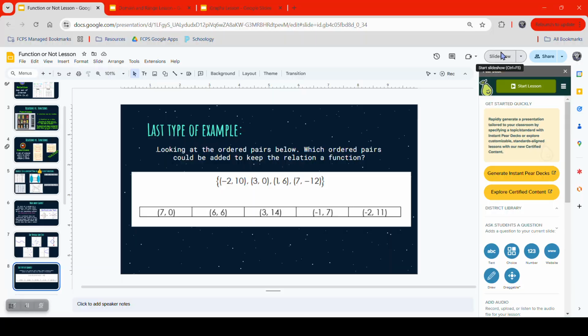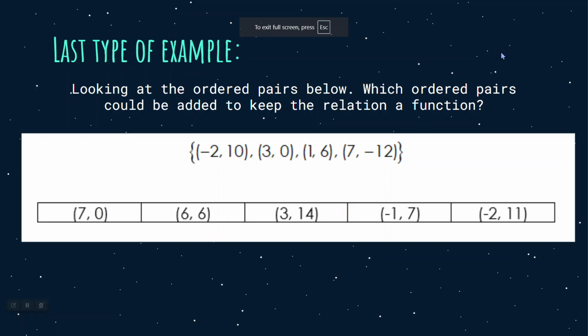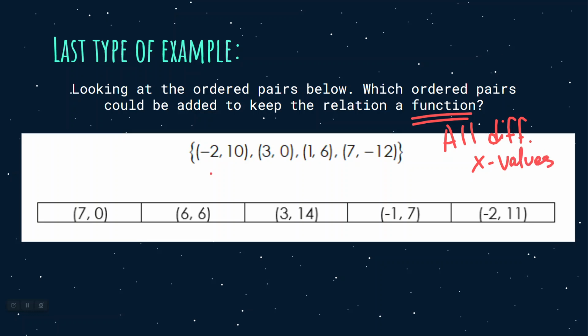All right, one last example that I do want to talk about. Sometimes you're going to be asked to actually add points to this relation to keep it a function. So when I say I want to keep the relation a function, I basically want all different x values. So right now I have -2, 3, 1, 7. I have all different x values, so this is a function. I just want to add another point into this set to keep it a function.